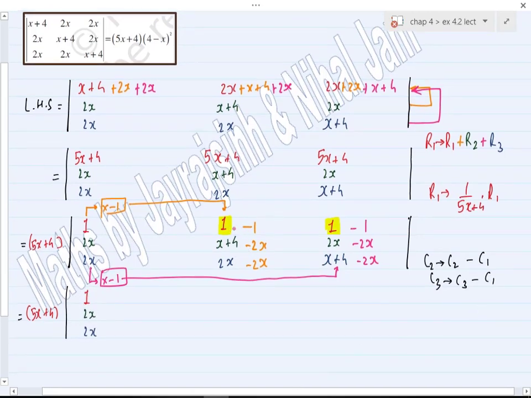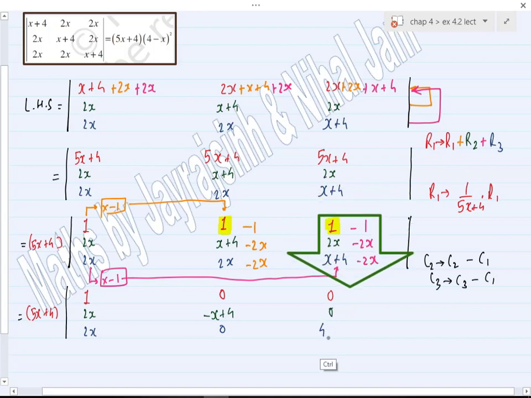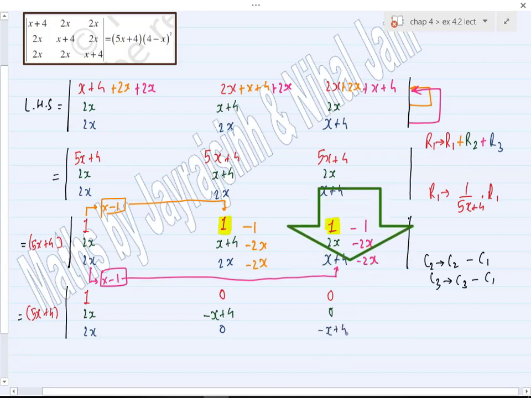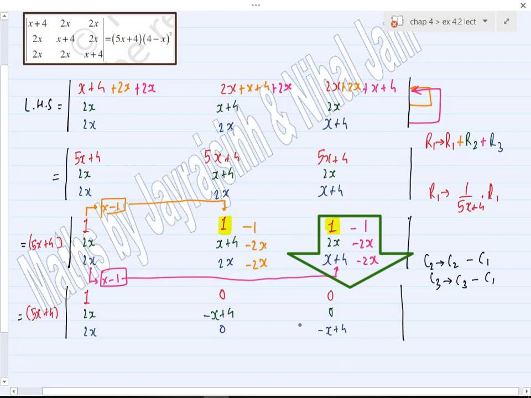Now let's move to the second column. It will be 1, minus 1, 0: x plus 4 minus 2x minus x plus 4, 2x minus 2x will be 0. Similarly, the third column will be 0, 0 and minus x plus 4, or we can say 4 minus x, right?